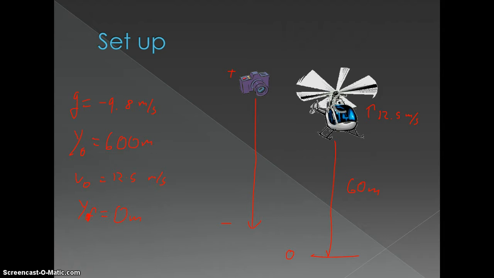So now on to actually solving the problem. Part A asks us to find how long the camera will take to hit the ground. To do this, we must use our free fall equation, y equals 1/2 g t squared plus v naught t plus initial position. To solve for t, we must use the quadratic formula. After using the quadratic formula, we get t equals negative v naught plus or minus the square root of v naught squared minus 4 times 1/2 g times initial starting position, all over g.